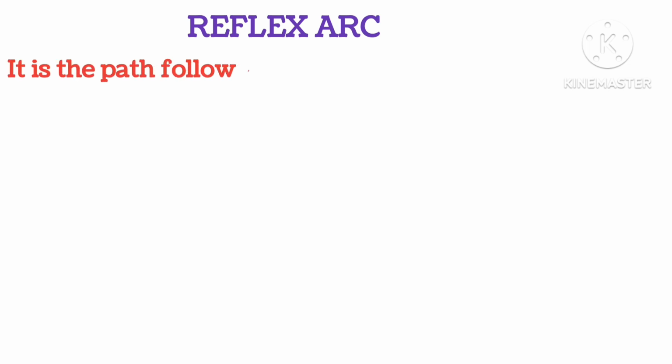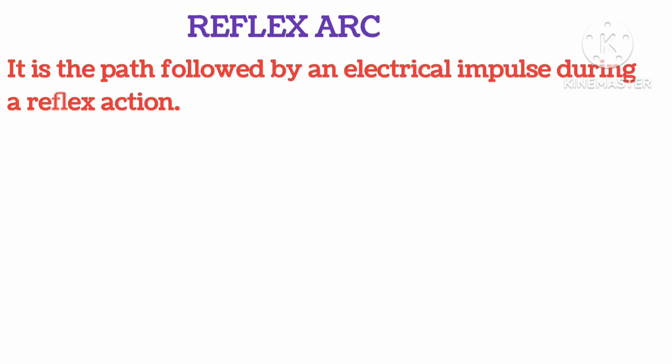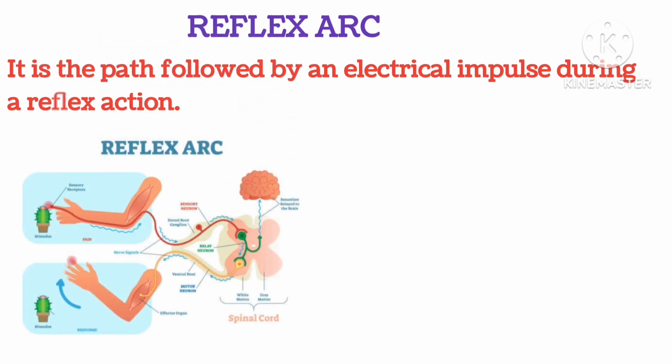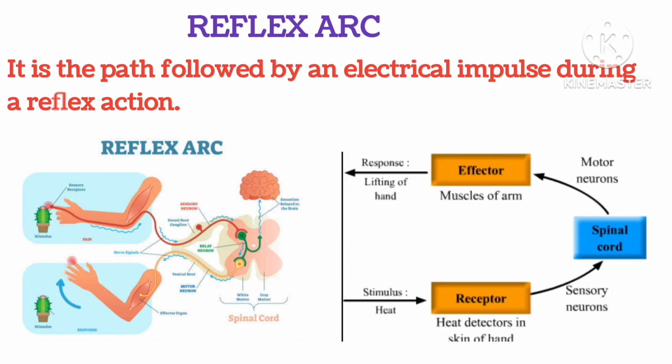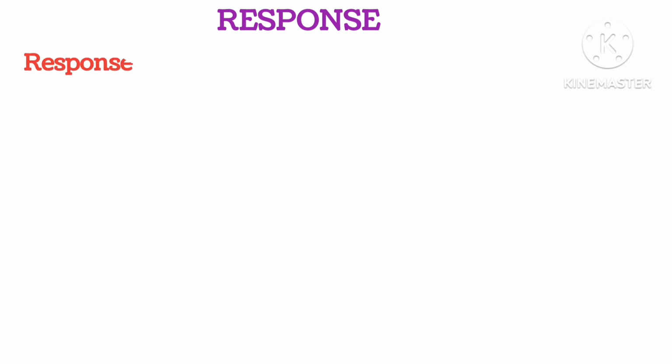Reflex arc. It is the path followed by the electrical impulse during a reflex action. As you can see, when our hand touches a cactus, it immediately moves away. So here the stimulus which is received by the receptor organ through sensory neurons is passed to the spinal cord, and spinal cord processes and gives instruction to the motor neuron, and there the effector muscles of the arm give the response to lift the arm.